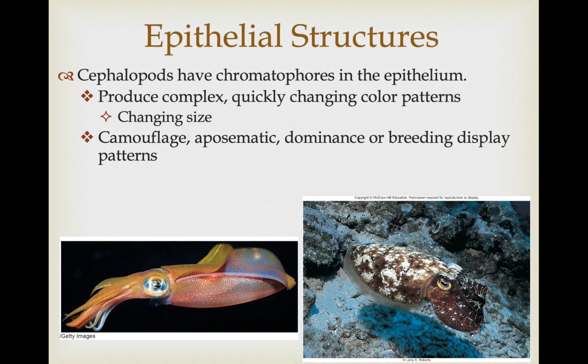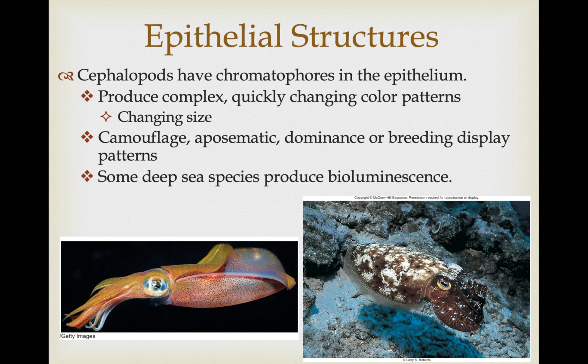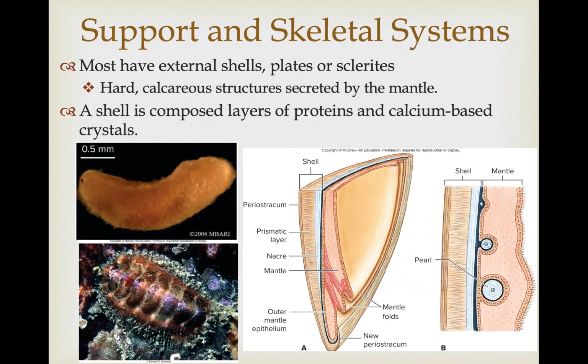In social contexts, sometimes the color changes are associated with two males trying to exert dominance over each other, or in some cases a male trying to convince a female to mate with him in a breeding or courtship display. Some deep sea species of cephalopods are known to produce bioluminescence as well, and this may help them in capturing prey.